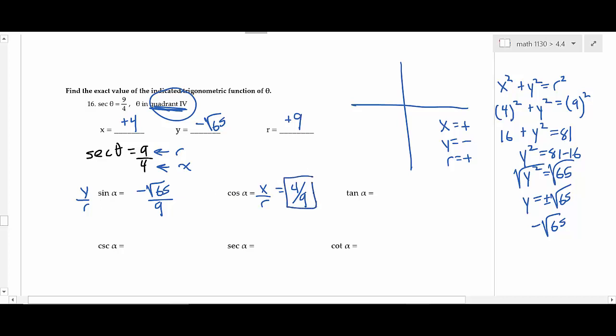That would be your answer there. Okay, and then the tangent is y over x, so that would be negative square root of 65 over 4, like that. Okay, so that's how that goes. Now you just do the reciprocals.